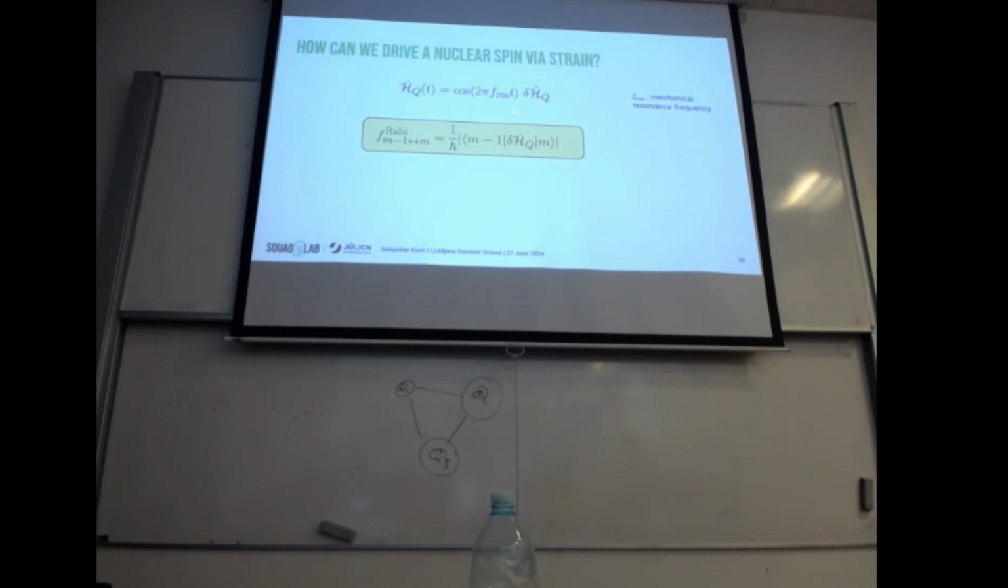This is determined by the matrix element between the two nuclear spin levels that we want the transition between. If we plug in all the things we just had, this H_Q is the spin quadrupole interaction I just showed you. We just summarize everything. We get this very large term, and very importantly, the strain modulation is involved. So if we sinusoidally modify our strain, we can drive our nuclear spin between two spin levels.